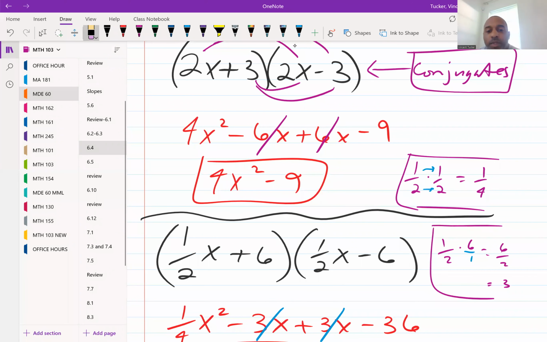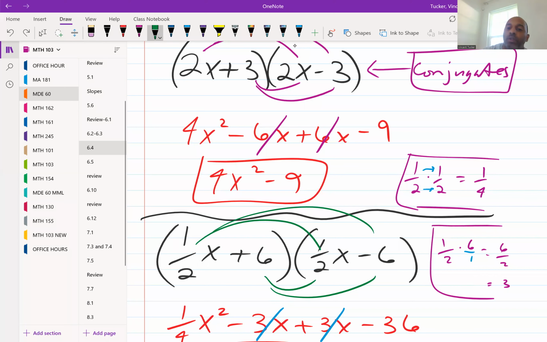So here we have 1/2 x plus 6, 1/2 x minus 6. So once again, we're going to distribute. 1/2 times 1/2 is 1/4. And so I did the work over here, just showing you 1/2 times 1/2. You just multiply ones together, multiply twos down bottom together to give you 1/4. And then right here, 1/2 times 6. Talking about half of 6, that's 3.